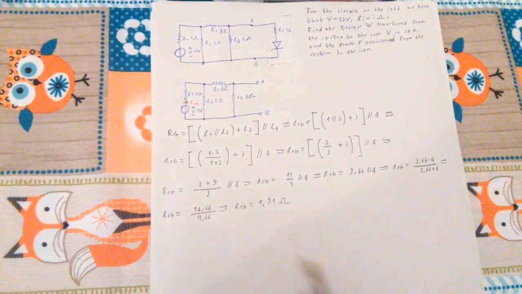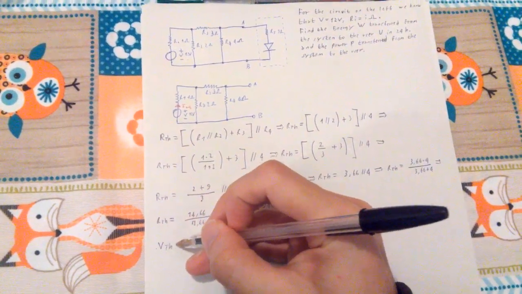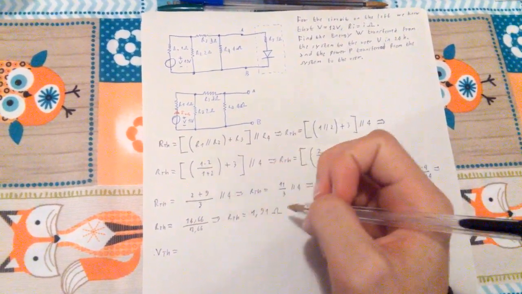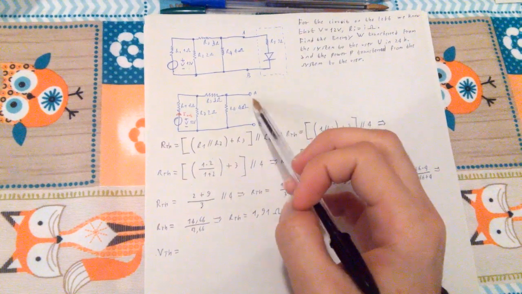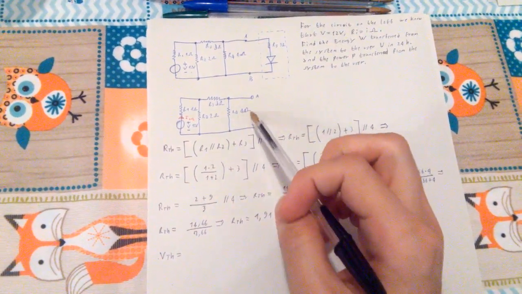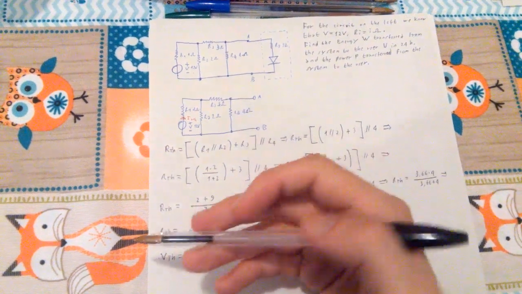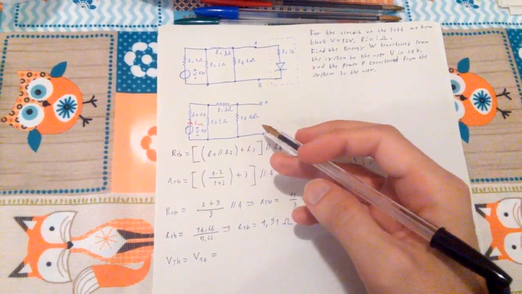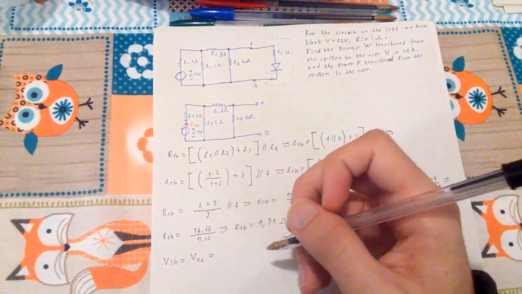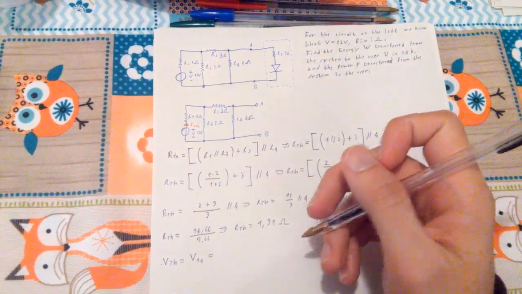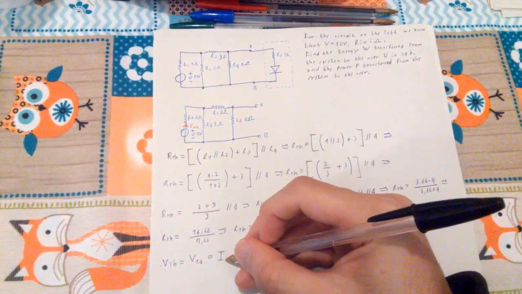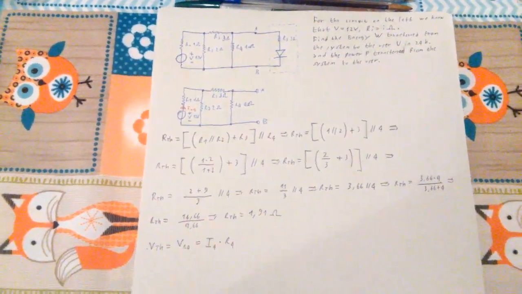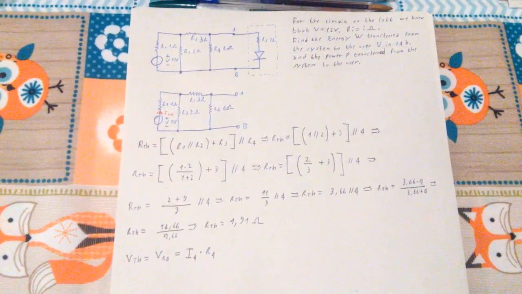Now VTH will be equal in this case to VR4, so the V across here, where I'm measuring it. So it will be VR4. But VR4, because of Ohm's first law, we know that V is I times R. So in this case it is I4 times R4. Makes sense, right?